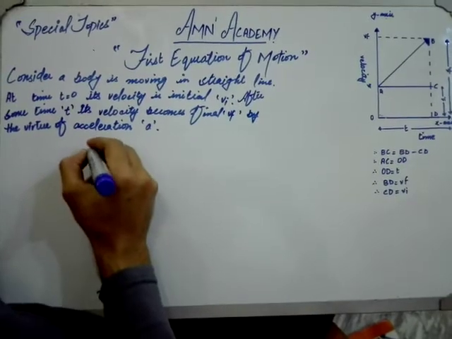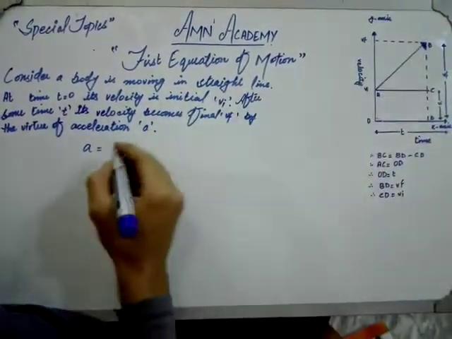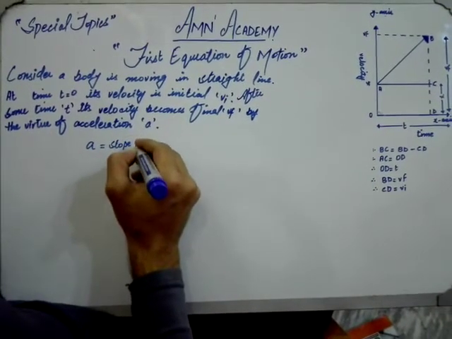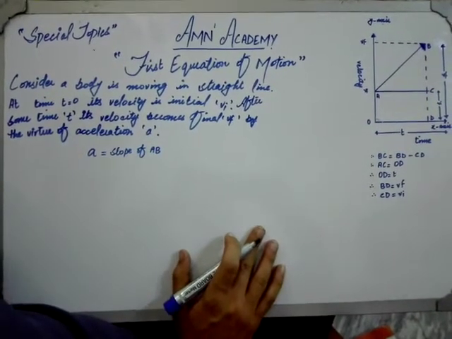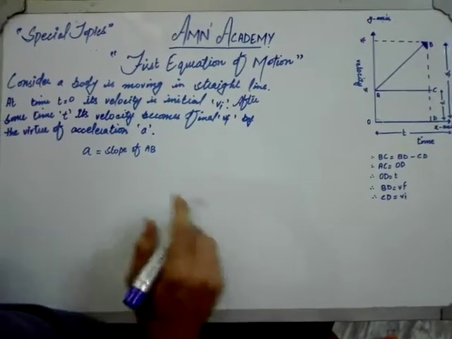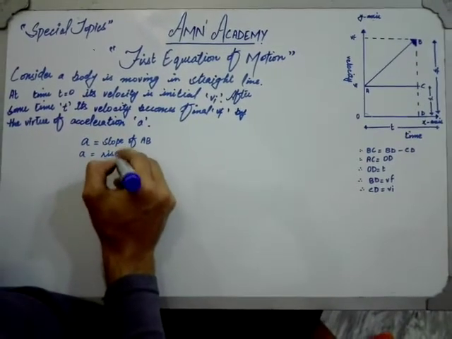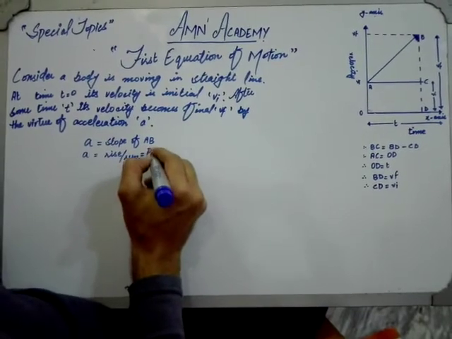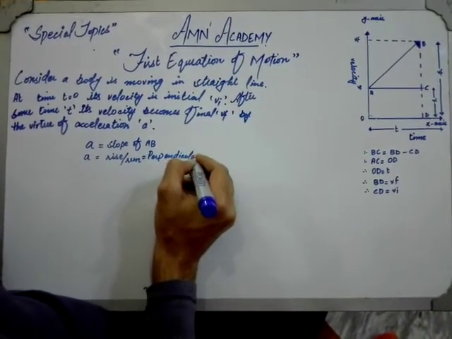So we are going to derive the first equation of motion with the help of acceleration, and we are going to calculate acceleration a, which is equal to the slope of the line AB. What is the formula of slope? We can calculate the slope by rise over run, or we can say perpendicular over base.